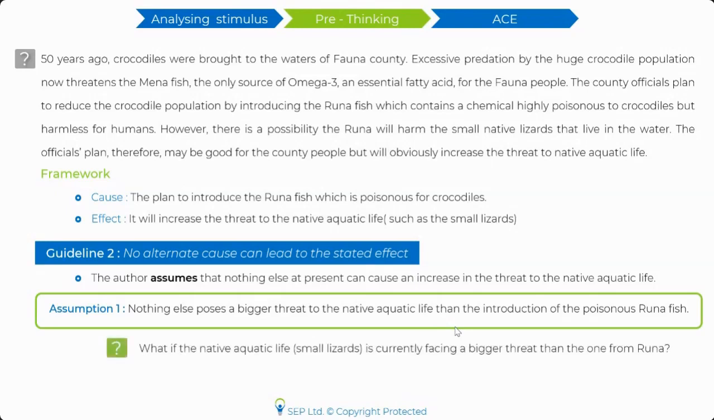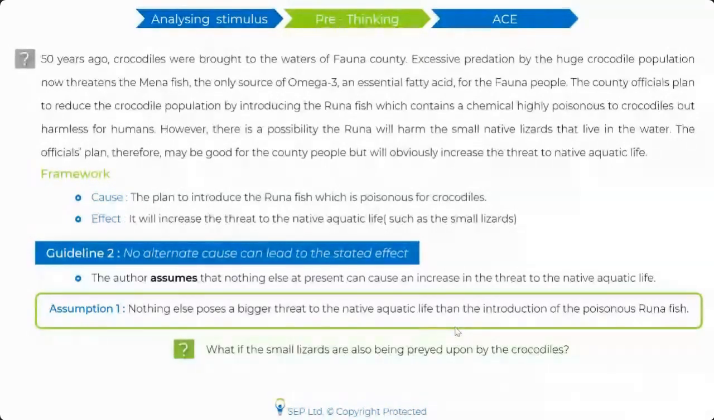What if the native aquatic life is currently facing a bigger threat than the one from tuna? Say, for example, the crocodiles, they are also eating the lizards. So the crocodiles are a threat. Crocodiles are threat one and tuna fish is threat two. If the tuna fish kills the crocodiles, then one threat is going to be killed and the aquatic life will be benefited, right? Then the introduction of the tuna can actually save them from the bigger threat. And that would break the conclusion, isn't it? That would break the conclusion.